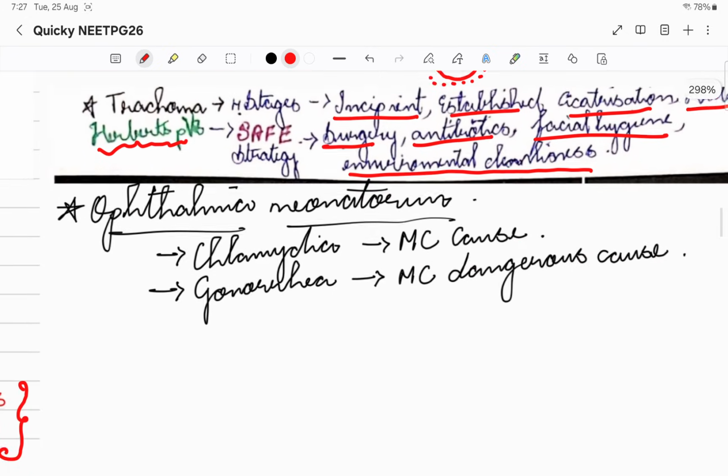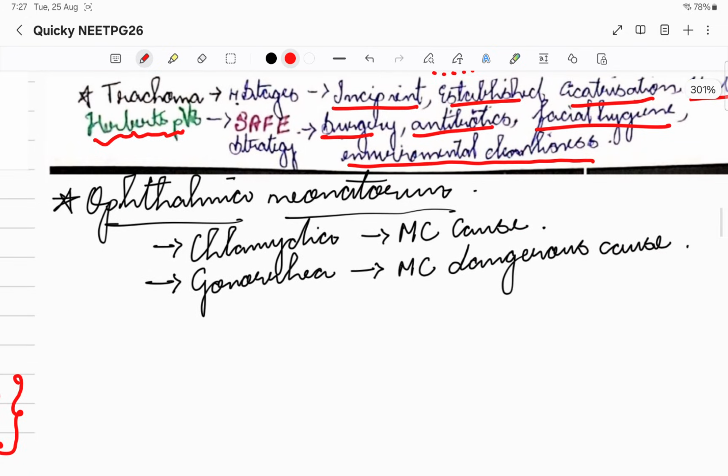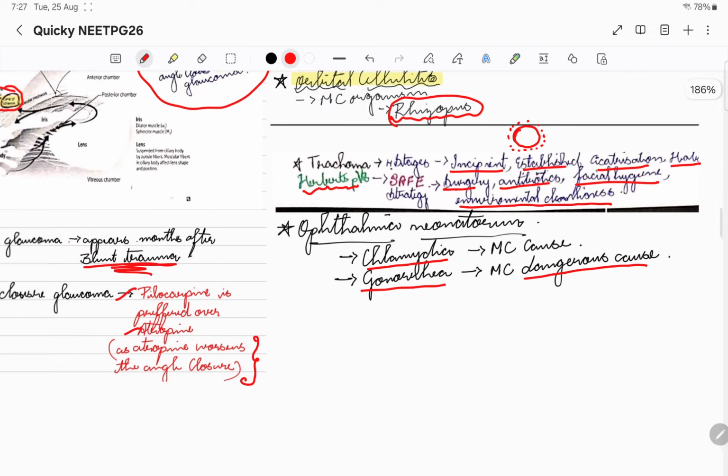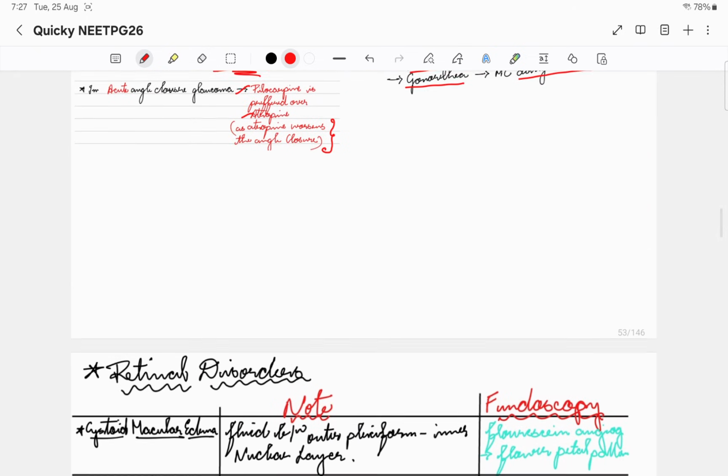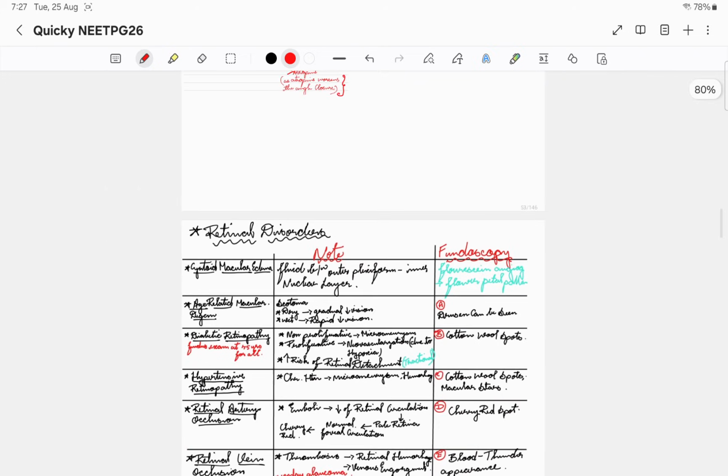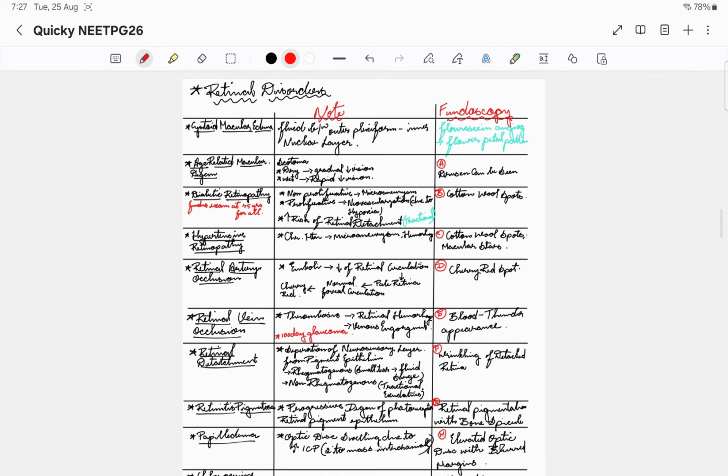Then coming to ophthalmia neonatorum, we discussed it, right? Chlamydia if it is less than 5 days. If it is more than 5 days, it is going to be gonorrhea. So more than 5 days is what is dangerous, and that is with respect to gonococcal ophthalmia neonatorum. We discussed it in neonatology. So that is the thing with respect to all the infections of the eye.